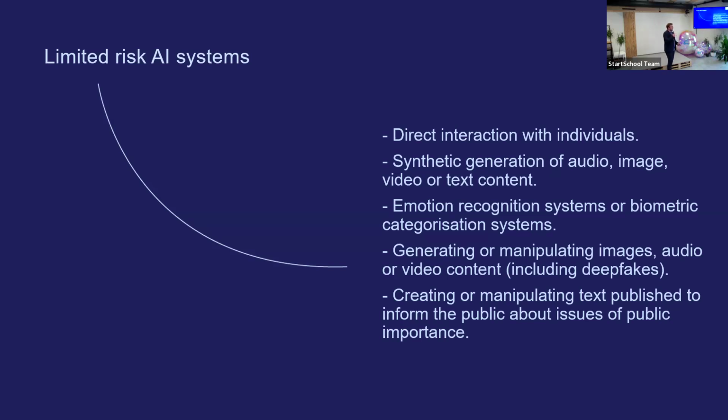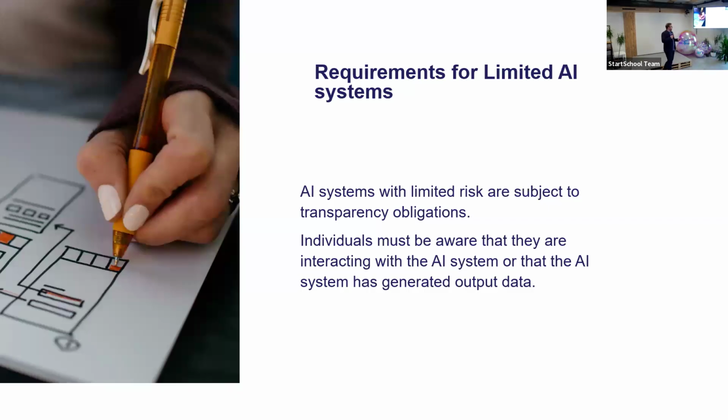These are limited systems, and for them there are certain requirements in regards to transparency, since it's typically users that interact with such systems. So these users must always be informed that the systems they are interacting with are actually AI. So you must be transparent, whether it's the chatbot, an image, or a publication on your website. You must mention that this is generated by AI.